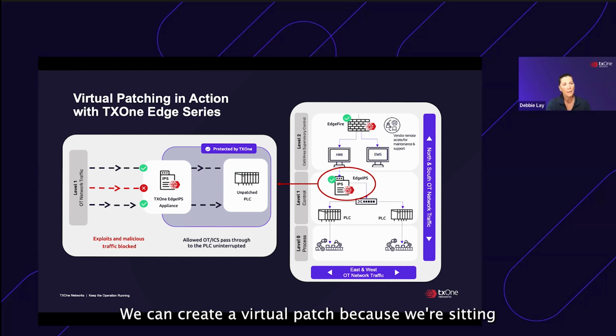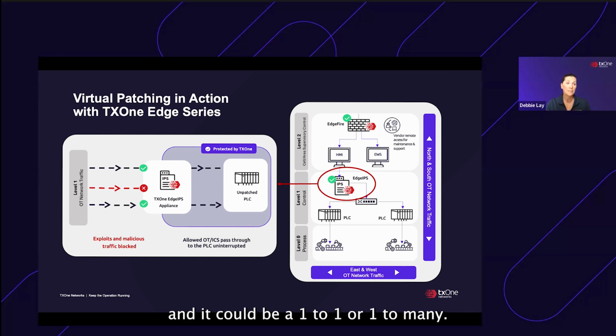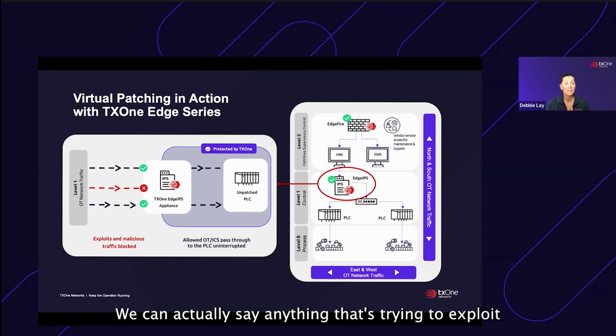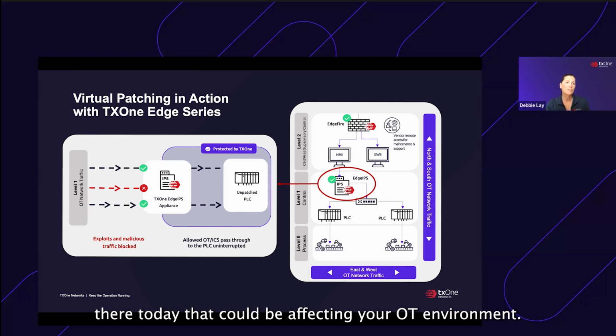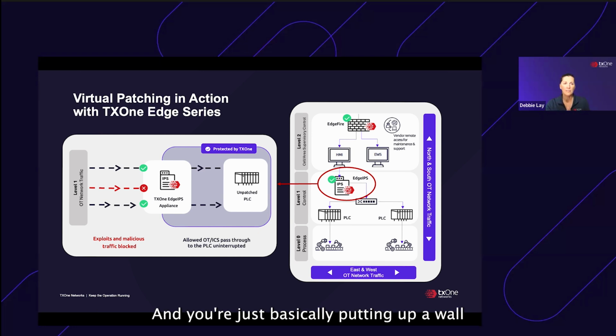We can create a virtual patch because we're sitting in front of that device, and it could be a one-to-one or a one-to-many. We can actually say anything that's trying to exploit SMB1, I'm going to stop that traffic. So virtual patching is for the known exploits that are out there today that could be affecting your OT environment. You're basically putting up a wall saying anything from the outside world that is a known exploit, I'm going to stop that with a virtual patch.